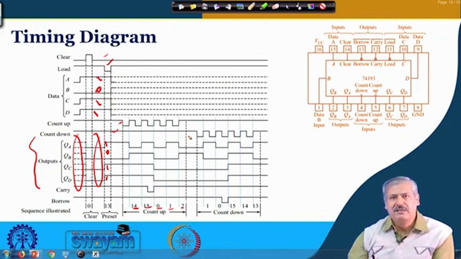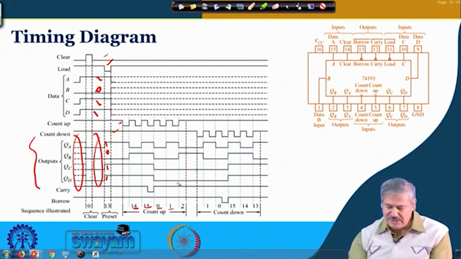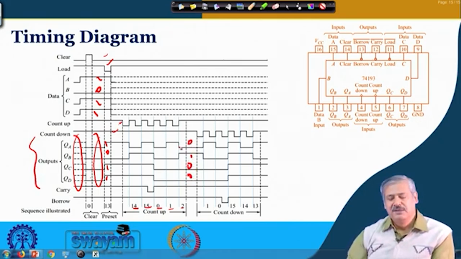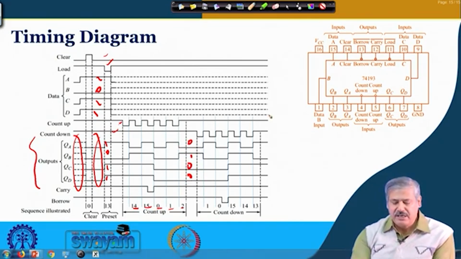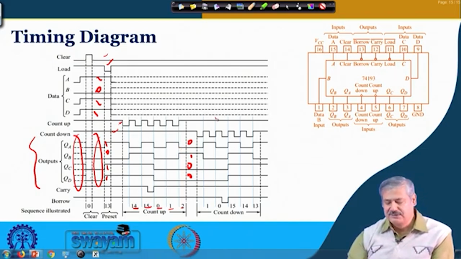So, it is remaining at that particular value; there is no clock, not even the countdown clock. Okay. So, what you can see here is 0, 0, 0, 1, 0, that is 2. Then what happens? Count up remains at high and countdown starts clocking.